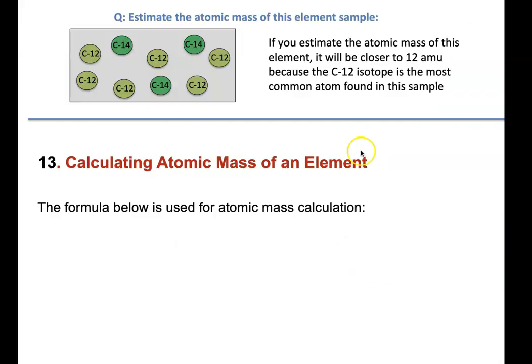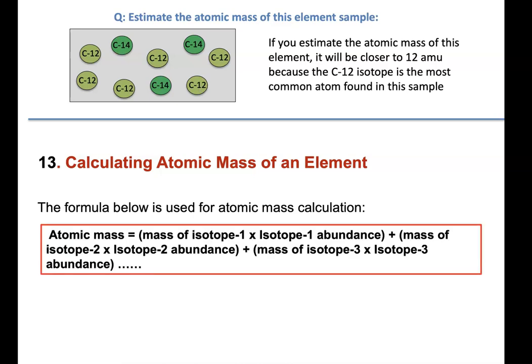So if I ask you to estimate the atomic mass of this element sample, you are going to quickly look at which one is the most abundant. As long as it's not 50-50, this one is 1, 2, 3, 4, 5, 6, right? And 1, 2, 3. So out of 9, 6 of them are C12. So that means the average atomic mass of the carbon element in this sample is going to be close to 12. Let's look at doing calculations of atomic mass.